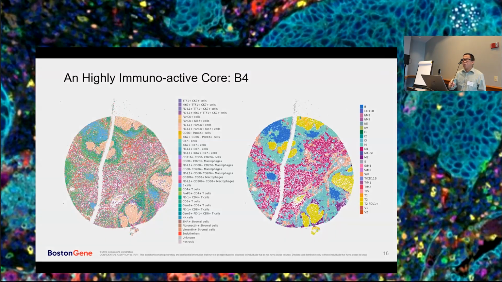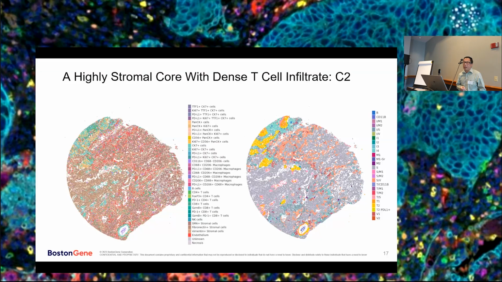A different core showed a highly stromal region. So most of the area is just tumor. On the top left, you can see a tumor region with dense T cell infiltrate. On the right, it shows the community analysis.